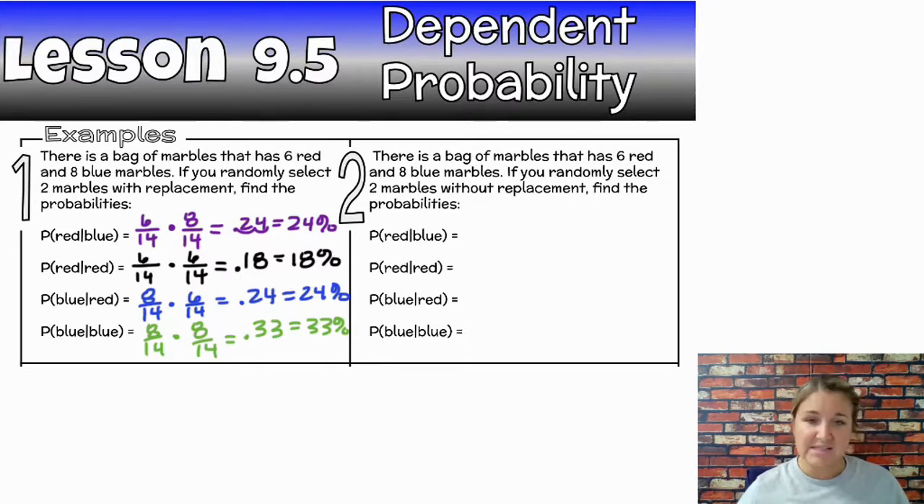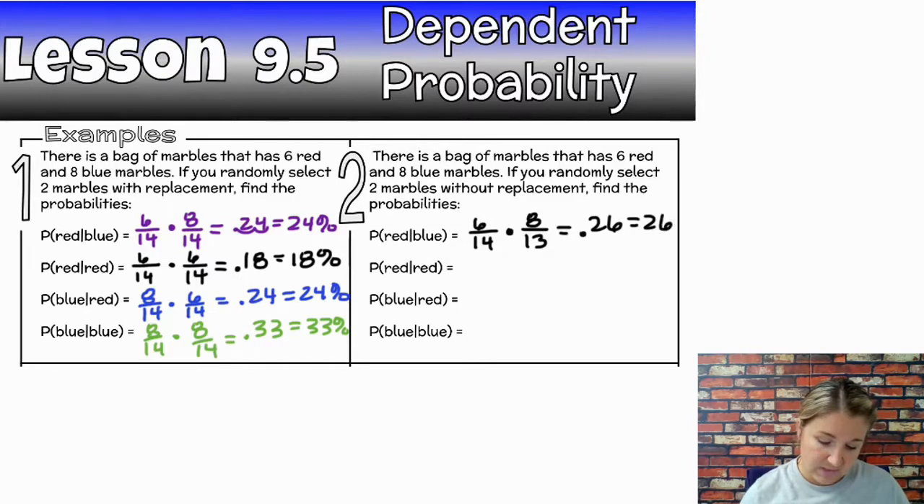Now what we're going to do is the exact same probabilities that we just did, but this time without replacement. So we're going to find the probability that you select a red and a blue. So the probability that you select a red is 6 out of 14. And then you keep that one out. And so then I'm going to select another one, and I'm going to try to get a blue, which is 8, but I don't have 14 marbles anymore because I kept one out, and that is 13. So then just top times top and bottom times bottom, and you get 0.26 or 26%.